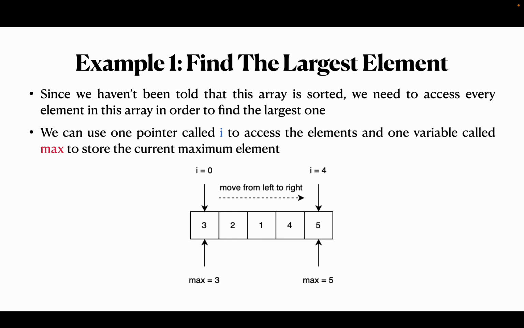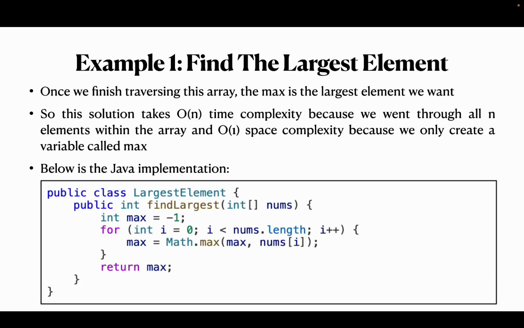In this case, we can use one pointer called i to access elements and one variable called max to store the current maximum element, as we can see from the following picture. We can move the pointer i from the left to the right of this array and update the max variable on the fly. Once we finish traversing this array, the max is the largest element we want. This solution takes O(n) time complexity because we went through all n elements within this array, and O(1) space complexity because we only create a variable called max.